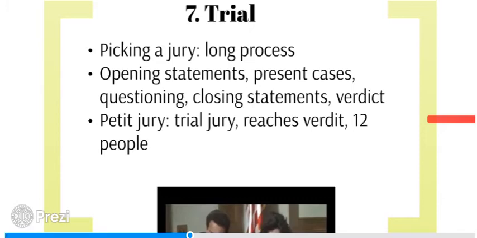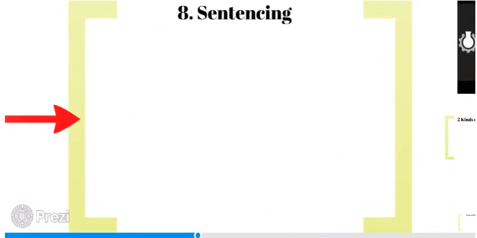So you have to pick a jury. It's a long process. You open up with your statements. You present your cases. You ask questions. You close up with statements, and then you issue a verdict. The jury that is here is the one that you're thinking of in your mind. They're the petit jury, or the small one. There are 12 people, and they reach a verdict. And I'm going to put that video in a side note coming up.